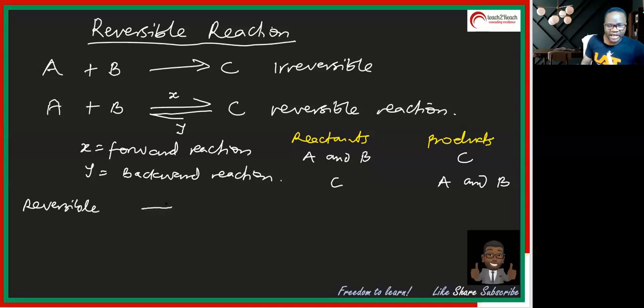And so when we say a reaction is reversible, this sign is the sign that shows that the reaction is reversible. You have the arrow going forward and going backward. It shows that the reaction is reversible. Then also in chemistry, we'll talk about dynamic equilibrium.